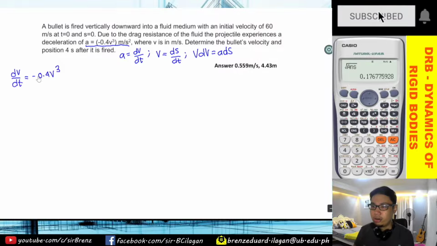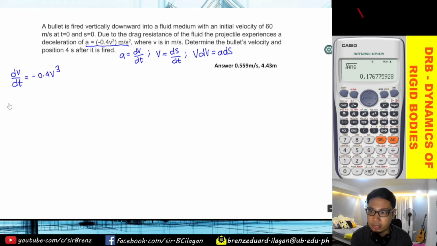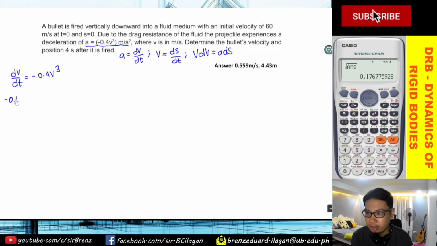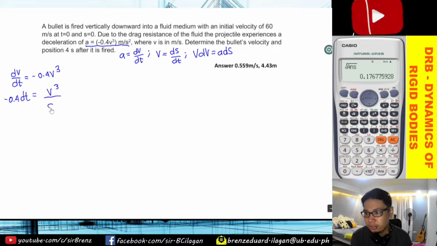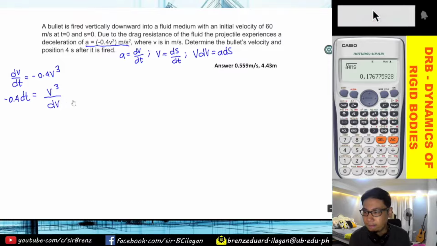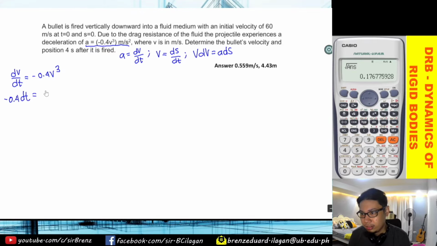So, pag pinagsama-sama natin yung magkakapareho, ang equation mo ay magiging ganito. Dito sa left side ng equation, nandito yung mga dt. Ilalagay ko na yung constant, 0.4 dt equals dv over v cubed. Ay, baligtad pala, sorry. So, magiging ganito siya: dv all over v cubed.